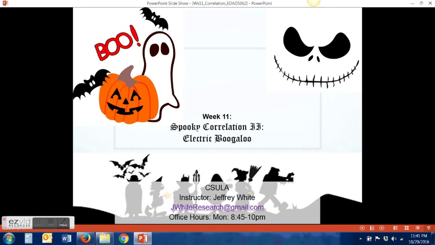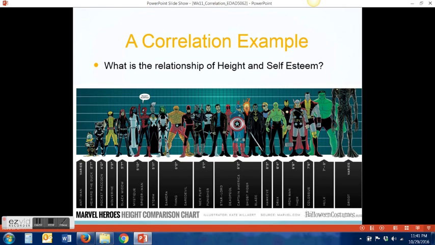Alright folks, EDAD 5062, Spooky Correlation Part 2. Let's take a look at a real life fake data, but real world example of a correlational analysis. Now we have a research question that says, what is the relationship of height, how tall you are, to self-esteem? Okay, and let's take a look.